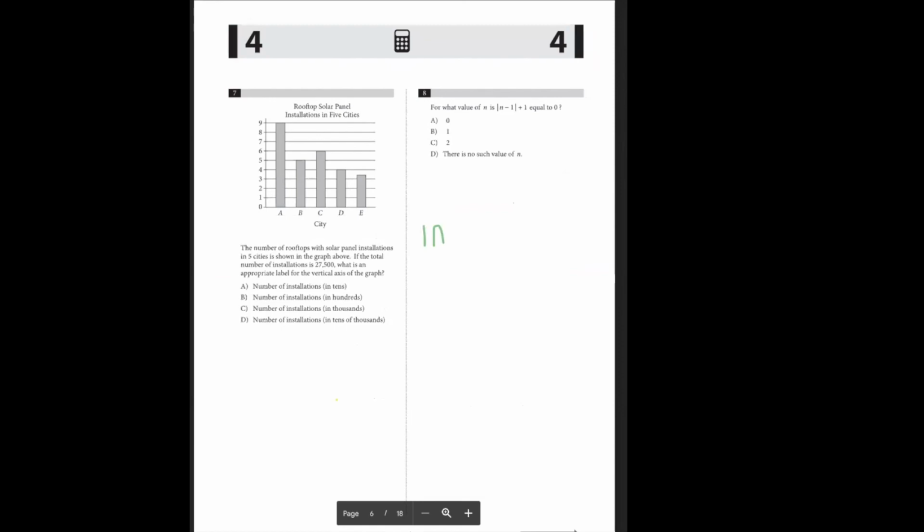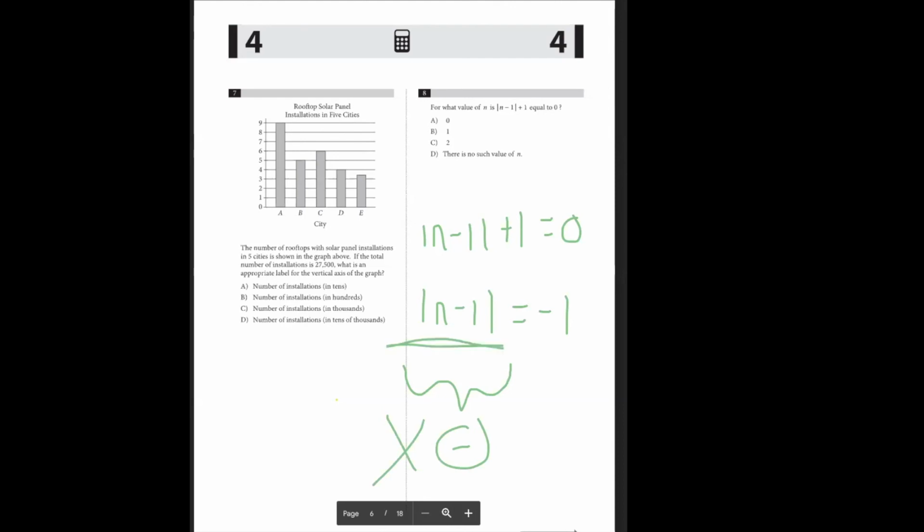In order for this to be equal to 0, this has to be equal to -1. But if you go back to what an absolute value is, you know that absolute values can never be negative. It can't be negative. So there's no way that this can be negative. So the answer is simply D.